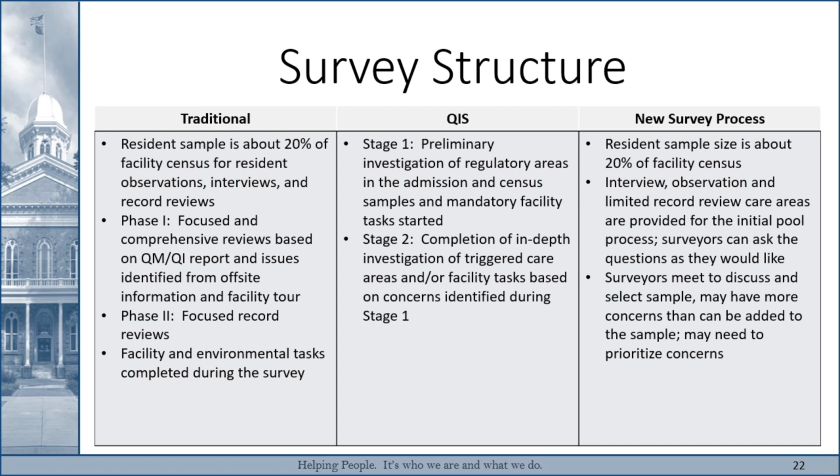With the QIS process, Stage 1 was preliminary investigation of regulatory areas in the admission and census samples and mandatory facility tasks started. In Stage 2, completion of in-depth investigation of triggered care areas and/or facility tasks based on concerns identified during Stage 1. In the new survey process, the resident sample size is about 20% of facility census.